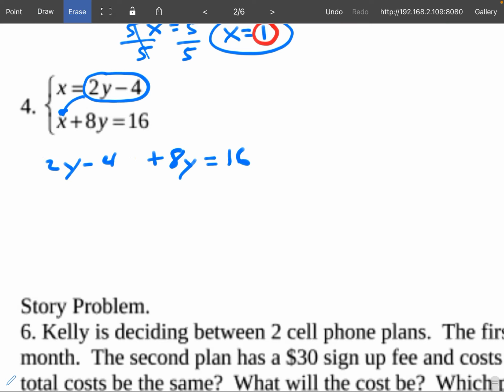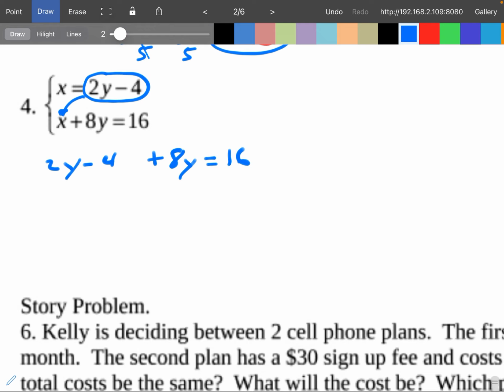Right there. So that second equation is going to become 2y minus 4 plus 8y equals 16. But again, I just put those parentheses there so that you can see what the substitution was. So we don't need those. So let's take those back out.